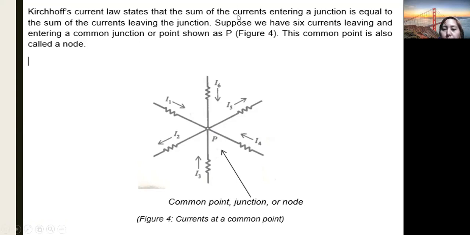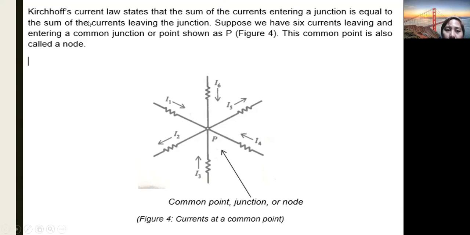Okay, can you show me the formula or how to describe this statement? Just like in KVL, the voltage applied is equal to the sigma, the sigma symbol, the sum of the voltage drops.